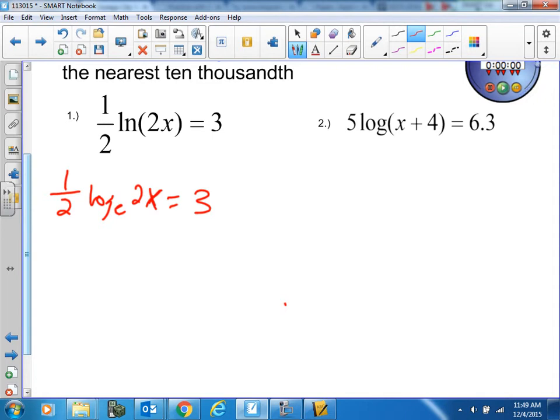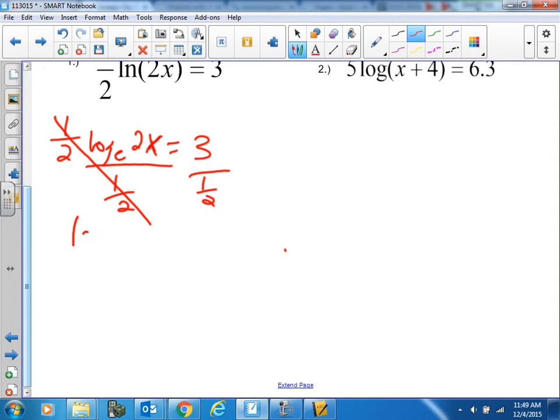All right, now what can we do? Divide by 1/2. Divide by 1/2, and these cancel. So you get log base E of 2x equals, what's 3 divided by 1/2? 6? Did you say 1/6 or 6? No, 6. It's 6. Because it's really 3 times 2 over 1.